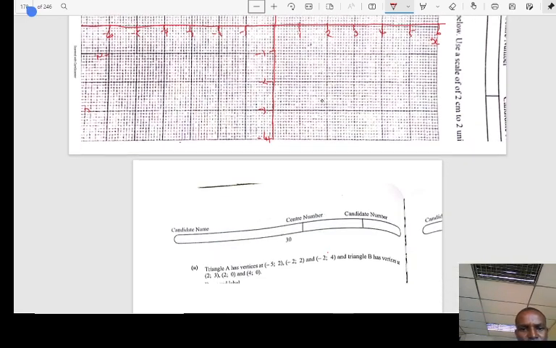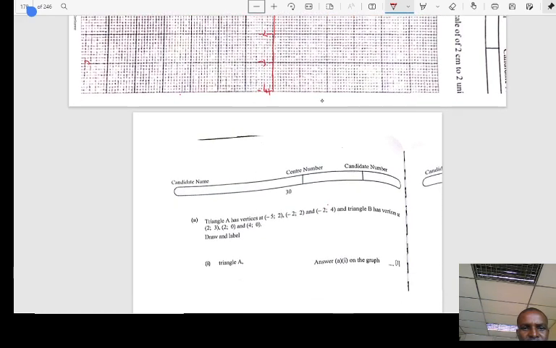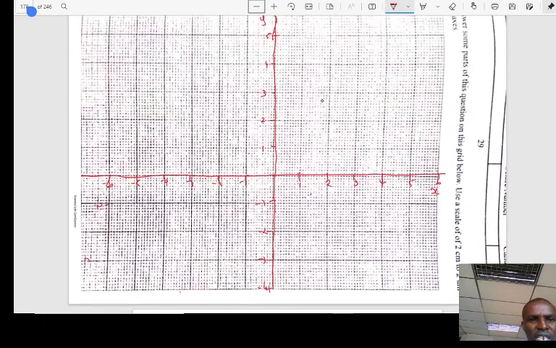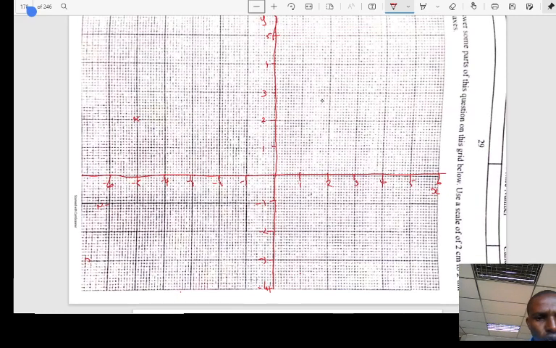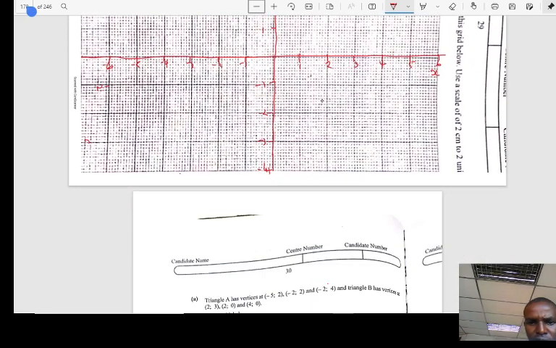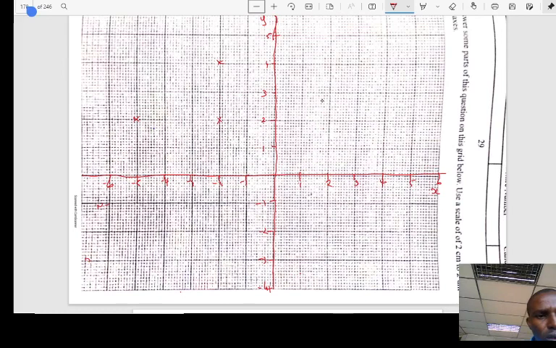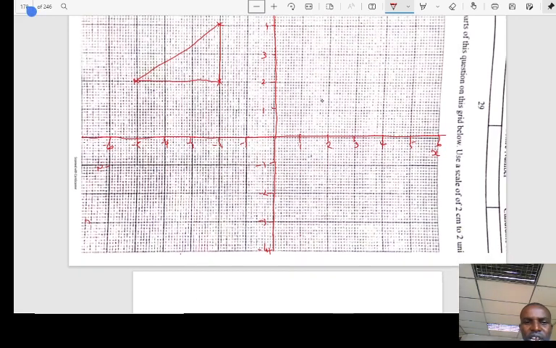Remember. Right, so triangle A is minus 5, 2, minus 2, 2, and the other one is minus 2, 4. Then I join my points. So that's triangle what?